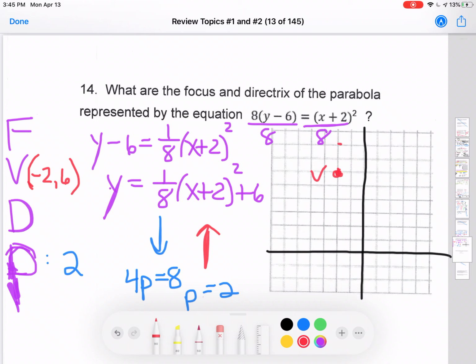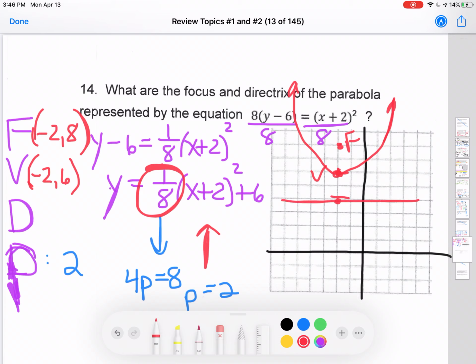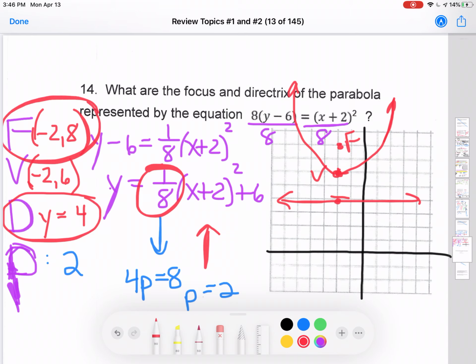Now the p-value is 2, so 2 above and 2 below. But I don't know who the directrix is, and I don't know who the focus is. It's based on if this is positive. It is positive. So therefore, it's going to go up. And remember, the parabola always eats the food. So there's my focus. So my focus is going to be negative 2, 8. And the equation of the directrix, then, this is my directrix, and that's going to be y equals 4. Okay, so they wanted the directrix and they wanted the focus, so those are your two answers right there.